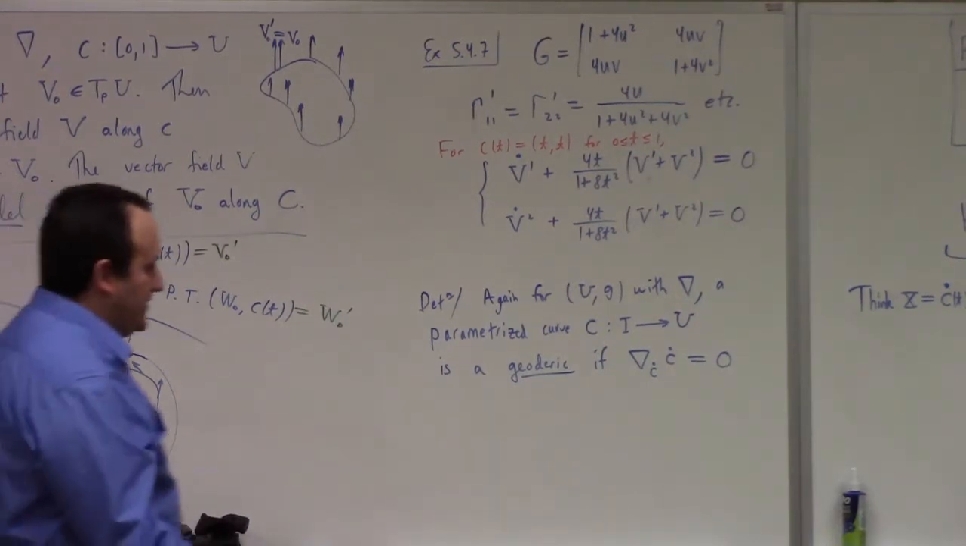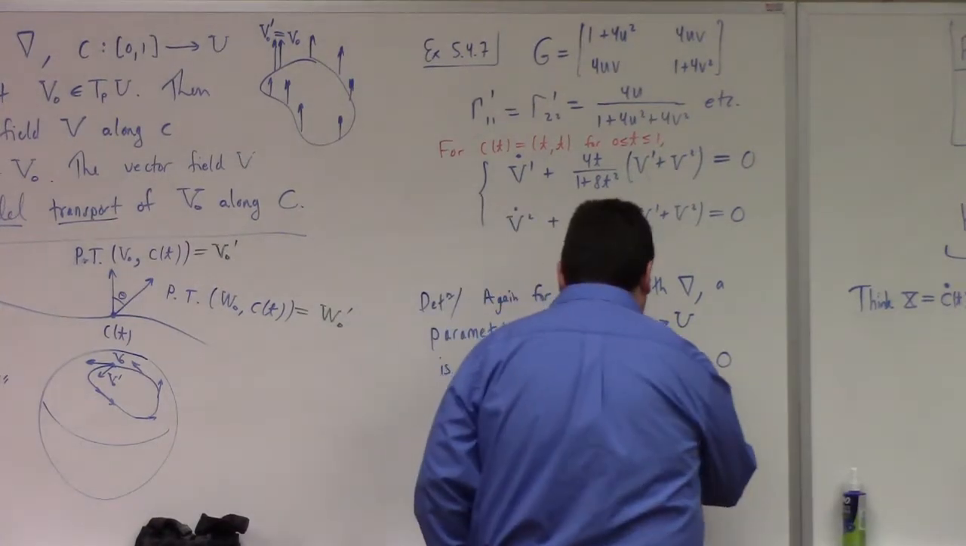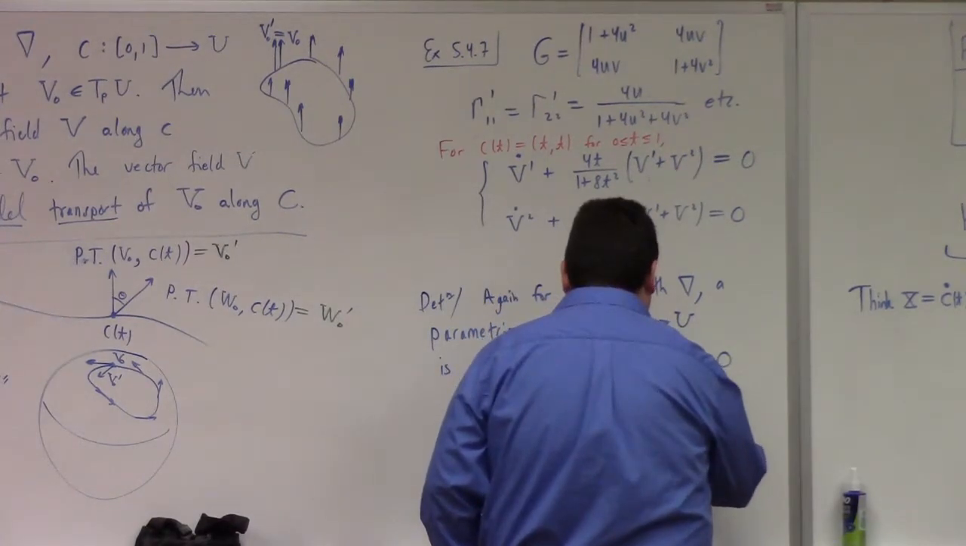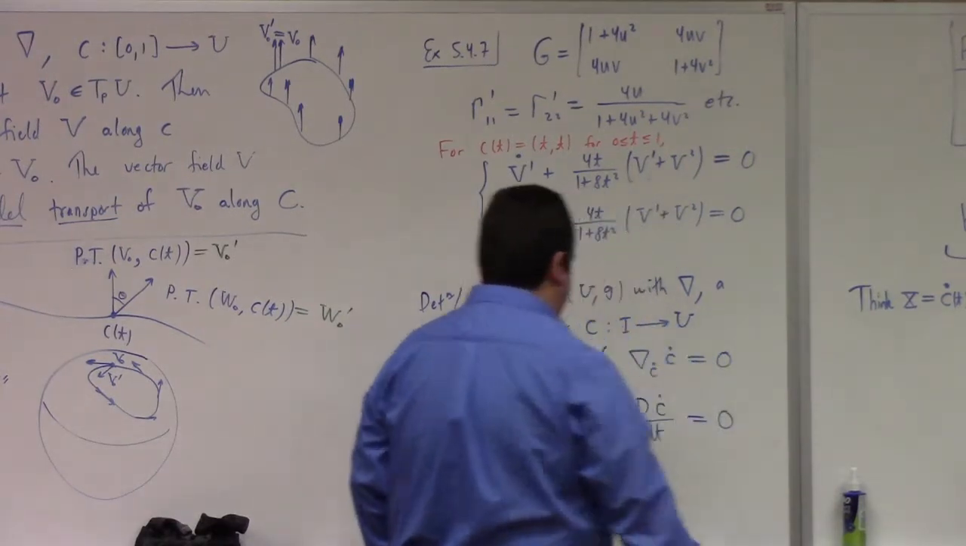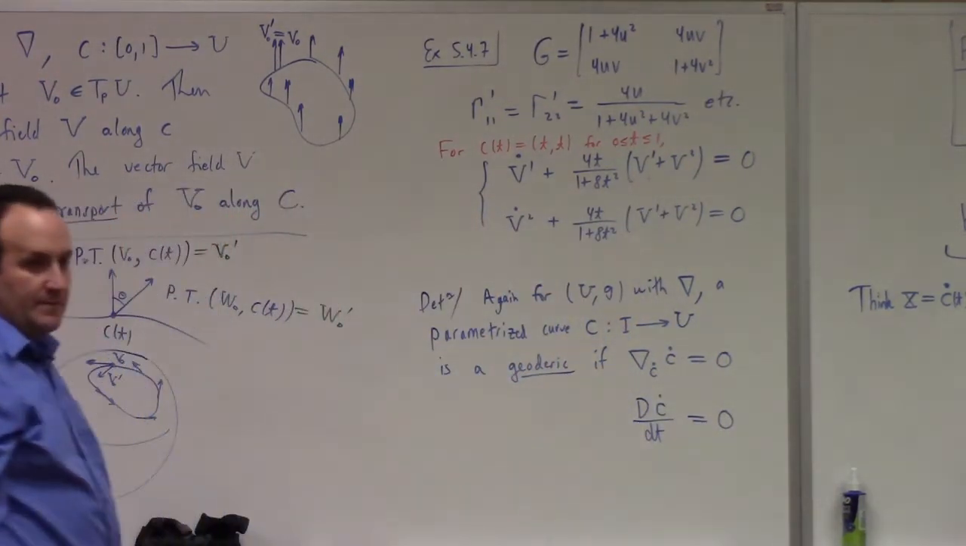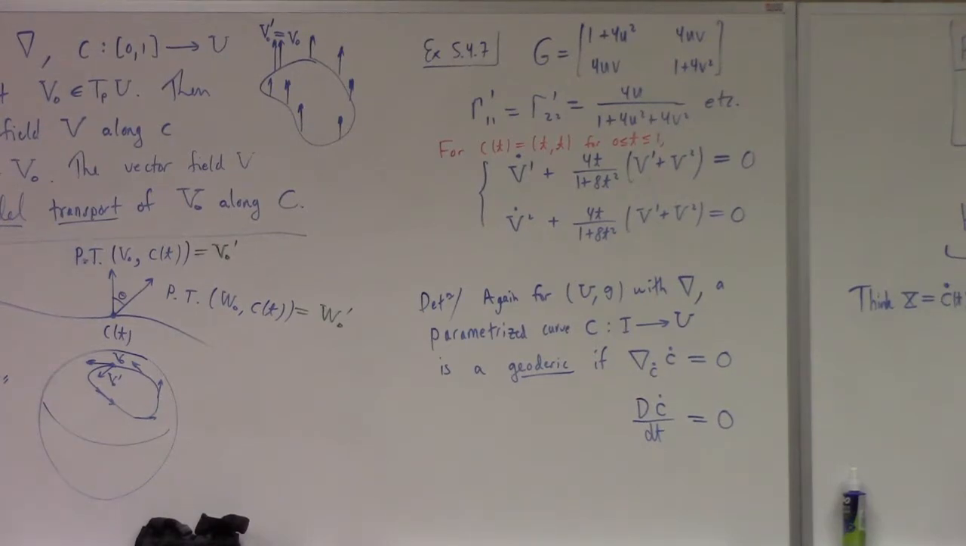So in the other notation, of course, this says what? D C dot dt is what? 0. And I think I told you last time, it's like 0 acceleration, right? Okay. So this is what it means to have a geodesic.